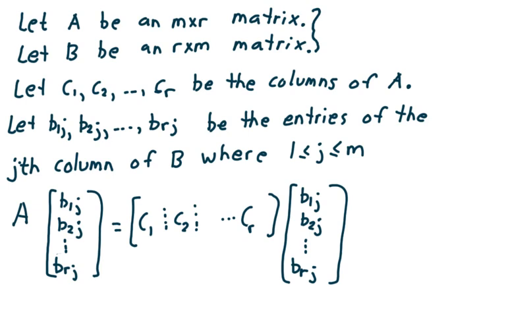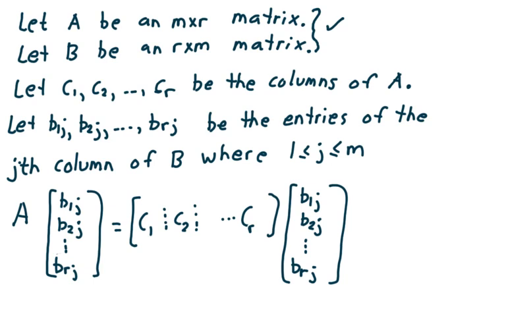Now, let A be an M by R matrix, and let B be an R by M matrix. Now, you might ask, well, why did I do it that way? In 10b, we have to look at the product BA, and for BA to make sense, the columns of B have to match the rows of A. And for AB to make sense, the columns of A have to match the rows of B. So this has to be defined in this way.